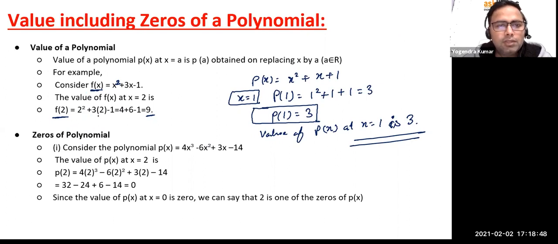So for some numbers, for few numbers, we get the value of the polynomial 0, right? Value of the polynomial becomes 0. So at that time, that particular number is called the 0 of that polynomial. Are you getting me? Let me take one example, a simple example here.